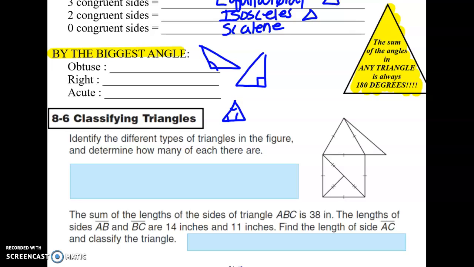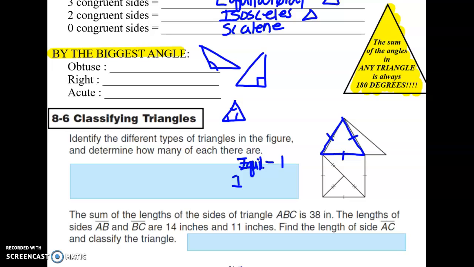Classifying our triangles: identify the different types of triangles in the figure and determine how many of each kind there are. So I'm going to start with, I'm sorry, I'm going to start with equilateral triangles. And that tells me that all three sides are going to be the same length. So I just noticed I've got one equilateral triangle right there that has all three sides with one tick mark. So equilateral, I have one triangle.